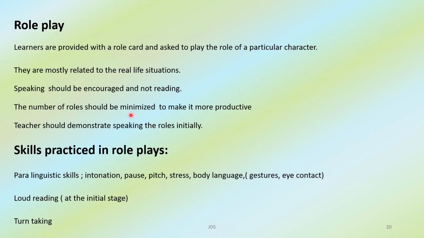The number of roles should be minimized. It's always good to have around 3 to 4 characters so that each person will have more opportunity to participate, to speak out. Then you have the skills practiced in role play. Just go through them and ask me if you don't understand any.